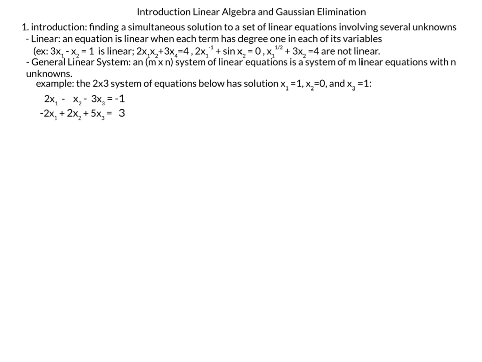As I mentioned, we will start by finding simultaneous solutions to a set of linear equations involving several unknowns. First, we'll define what it is to be linear. An equation is linear when each term has degree 1 in each of its variables. And again, a term is, when you add two things, the things that you're adding are called terms, the things in between the plus and minus signs.